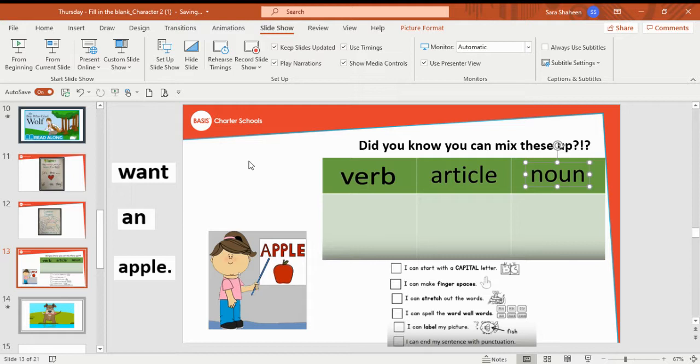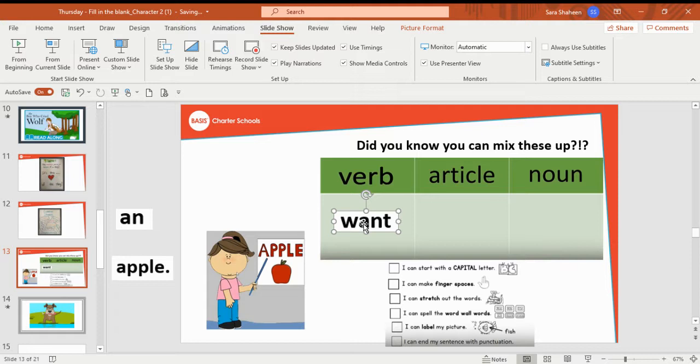Let's see. Let's go to the words that we have here in our word bank. Which one is our verb? Which is an action word over here? Want. Yes, to want something, that's an action. To want is sort of a state of being, right? You can want something. That's something you're doing. You're actively wanting. So that's a verb. Want. And then where's our article? Well, we know an is one of our articles, so that's going to go here. Our article comes before our noun. We have apple. Is apple a noun? Yes, it is. It's a thing.